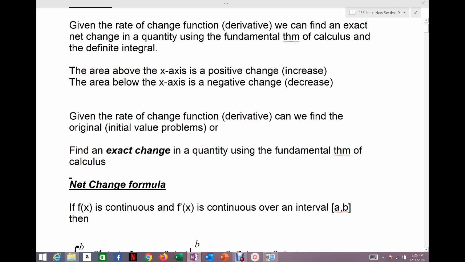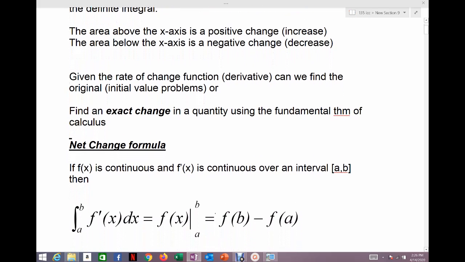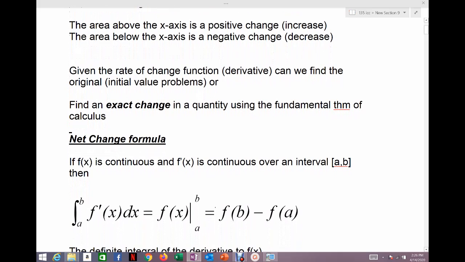All right, so we're going to be given a rate of change, a derivative, and what we'll be doing is finding what's called the net change, all right, the exact change in a quantity using the fundamental theorem of calculus and the definite integral. What it turns out, and we'll do this more when I do a graphic example, we'll do a few examples where we'll look at this graphically and then we'll get into applications, is the area above the x-axis is the positive change, right? My rates of change are positive, so my net change is positive. The area below is negative, right? My rates of change are negative, means I'm decreasing, right? Negative slopes. And so when I find that area, it's a loss, right?